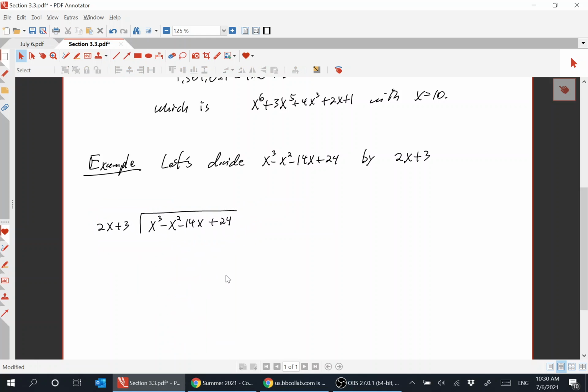So first thing, our first term here is x to the third. What do I need to multiply 2x plus 3 by to get an x to the third first? Well, that would be 1/2 x squared. If I take 1/2 x squared and I multiply it by this, what do I get? Well, I get first x to the third plus 3/2 x squared.